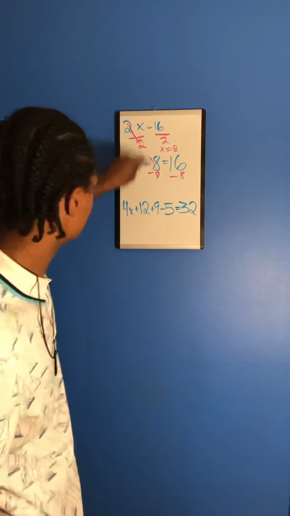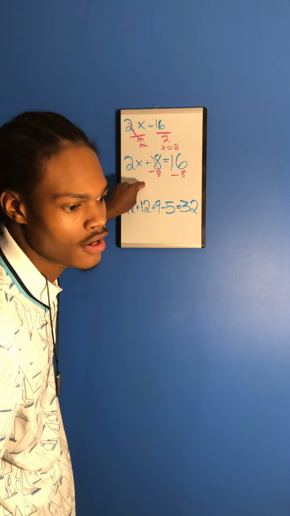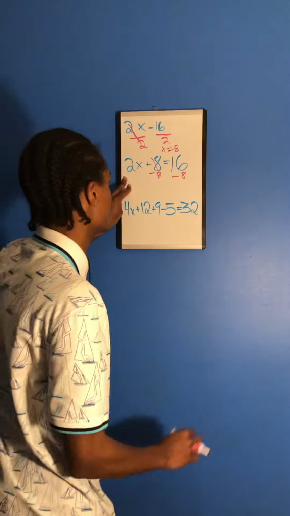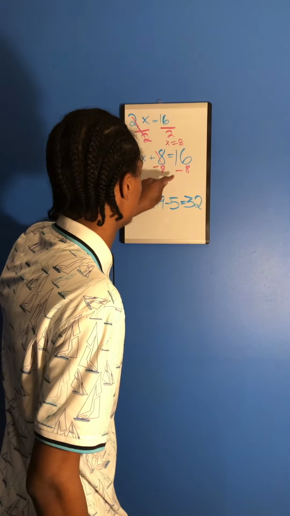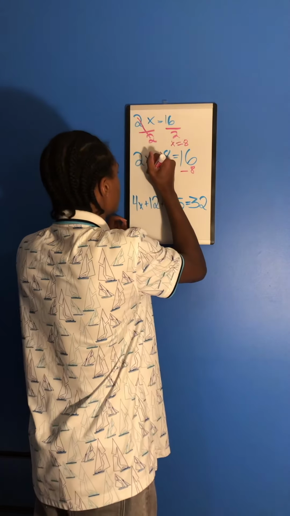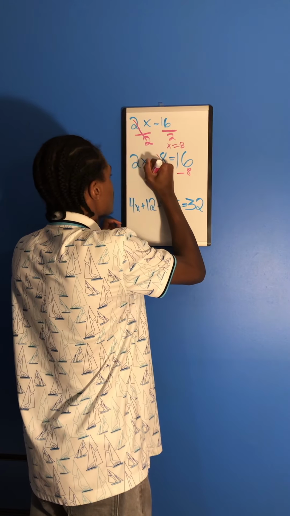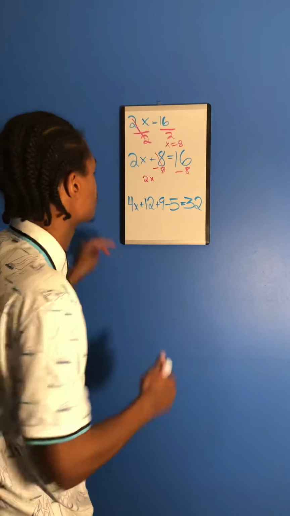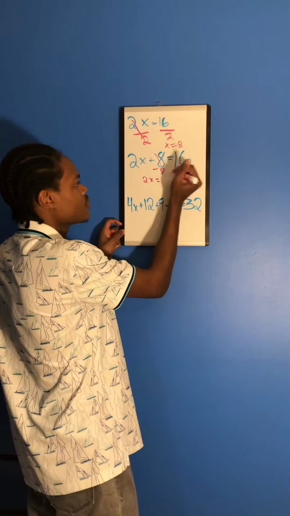These cancel, because 8 plus a negative 8 is 0. Then we have 2x on this side, which is going to stay here. Right now we're going to worry about 16 minus 8, which will be 8. Right? So we have 2x, and it's starting to look like our first equation. We have 2x equals 8.